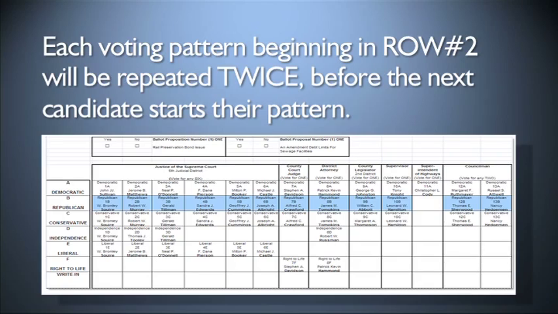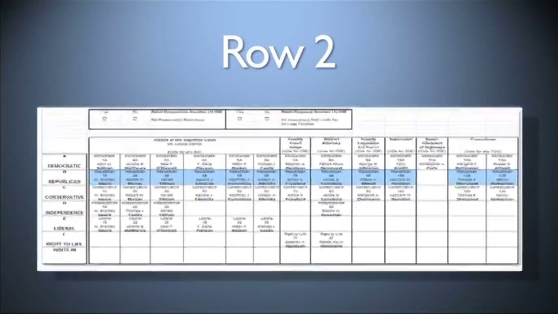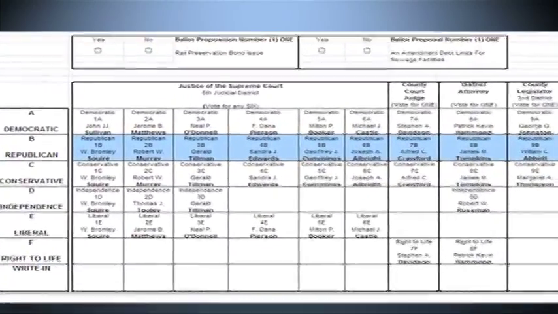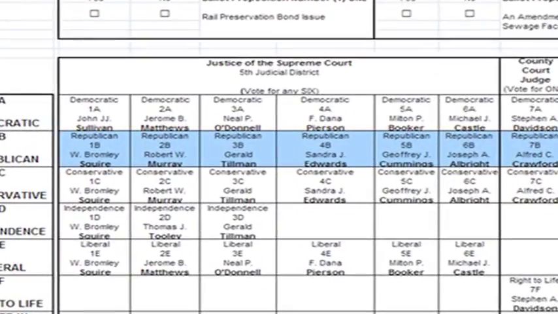Next, move on to row number 2, keeping in mind that each voting pattern beginning in row 2 will be repeated twice before the next candidate starts their pattern. So what would a pattern vote for row number 2 look like? Let's continue our ballot count using a vote for any 6 contest as an example. On our 7th ballot, candidates 1, 2, 3, 4, 5, 6 are voted.